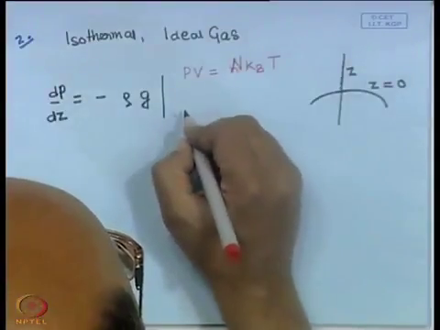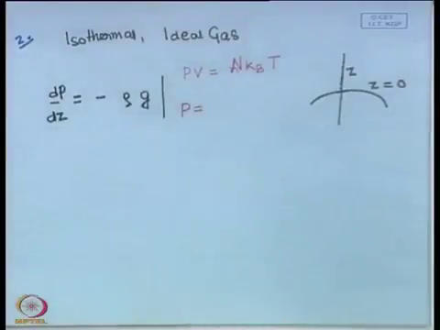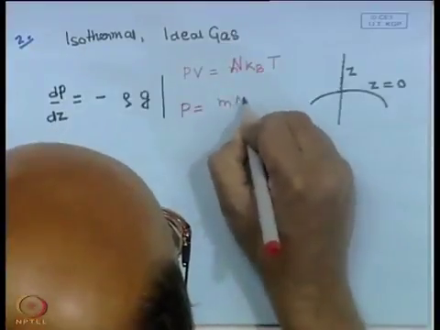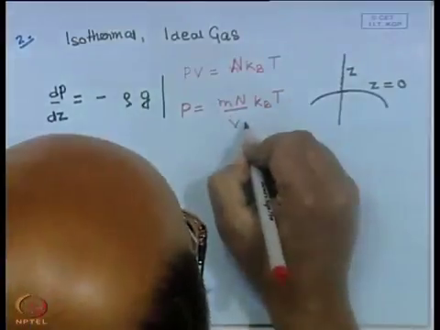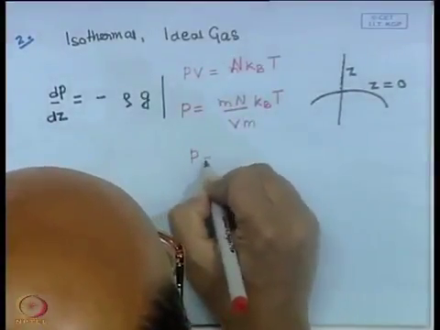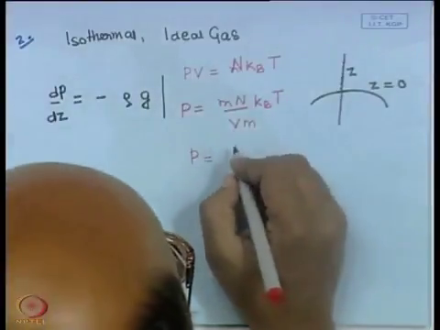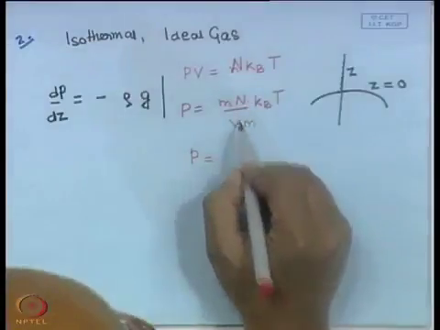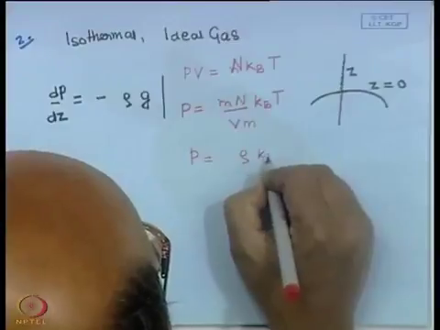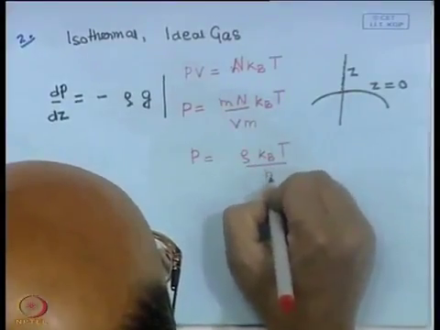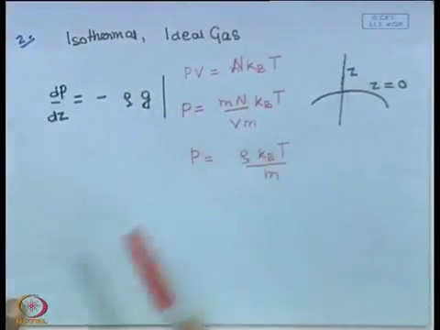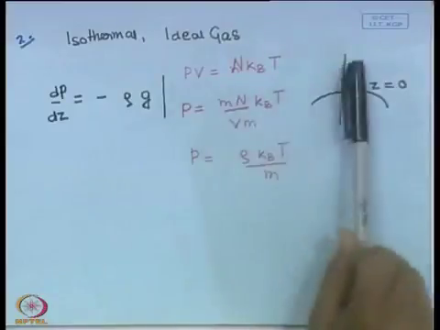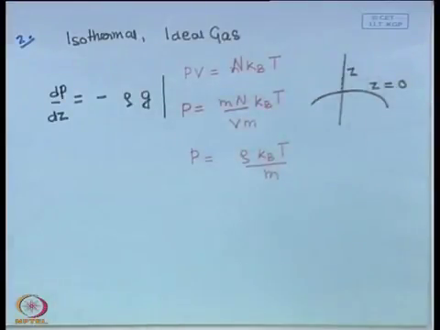Now, this we can write as P equal to N by V, multiplied by the mass of each particle m, and kB T divided by the mass of each particle. This N m by V we know is the density, mass into number of particles divided by volume. So, the pressure is equal to rho kB T by m. With this relation between the pressure and the density, they are not independent now. Temperature is the same throughout the atmosphere. The atmosphere we are dealing with is here, and the temperature is the same throughout.